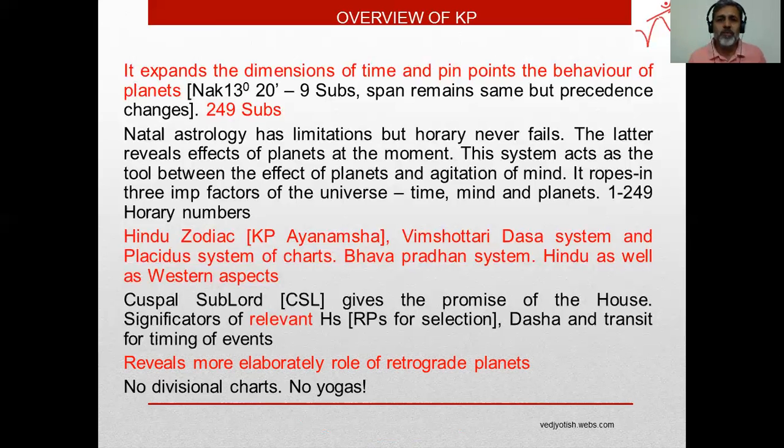This is the system wherein the actual disposition of each planet is used for studying the various aspects of the chart. This is the only system where no pseudo positions of the planets are used. No divisional charts are used in this system. With this, I come to this short introduction of this overview of Krishnamurti Paddhati. And in the second session, I will be covering in detail as to how one uses the subs and the sublords for timing of the event.